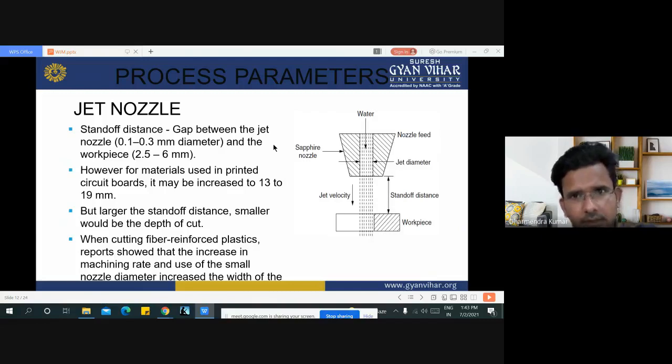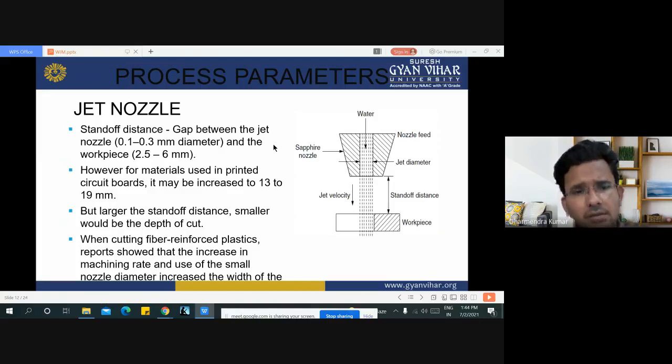Now the descriptive detail of various process parameters, like the jet nozzle. The standoff distance is the gap between the jet nozzle and the workpiece. However, for the material used in printed circuit boards, it may be increased to 13 to 19 mm. It is the distance or the gap between the jet nozzle and the workpiece. The larger the standoff distance, the smaller would be the depth of cut, and the smaller the standoff distance, the larger would be the depth of cut.